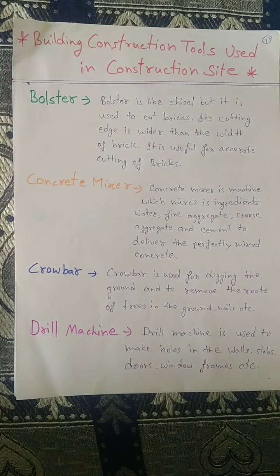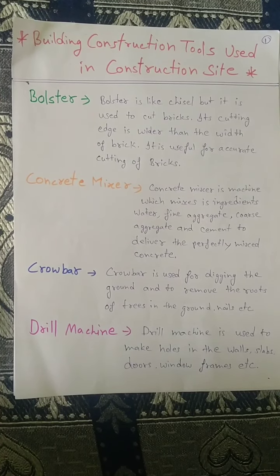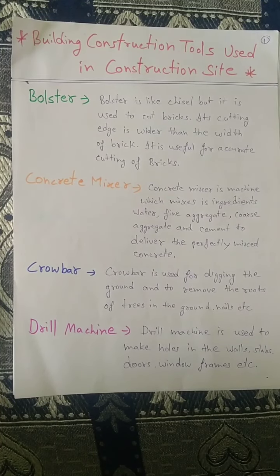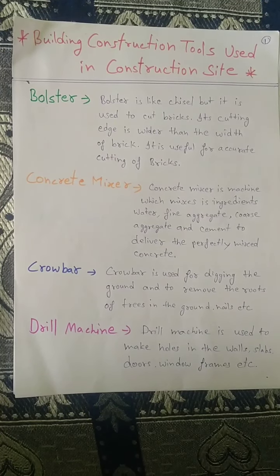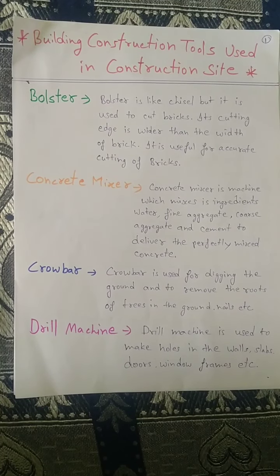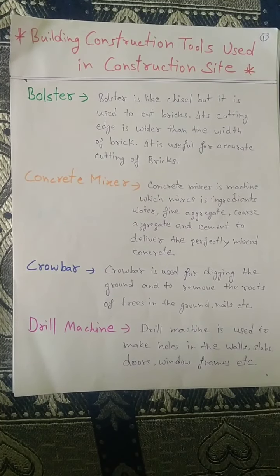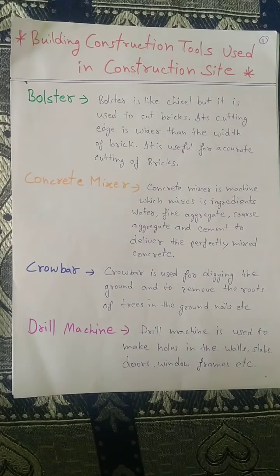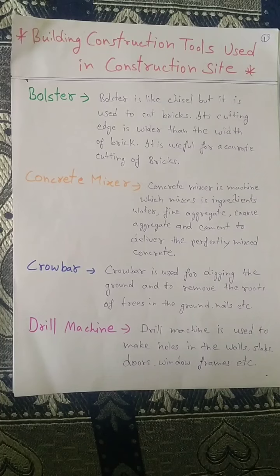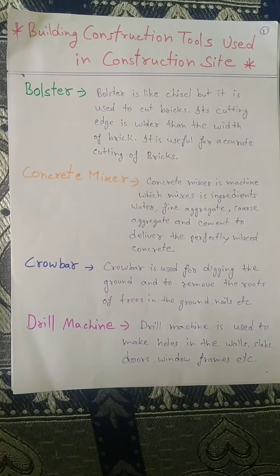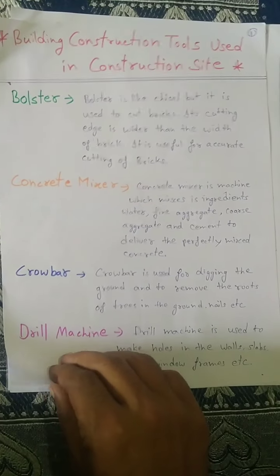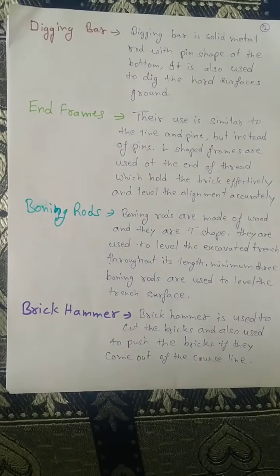Crowbar. Crowbar is used for digging the ground and to remove the roots of trees in the ground, nails, etc. Drill machine. Drill machine is used to make holes in the walls, slabs, doors, window, frames, etc.